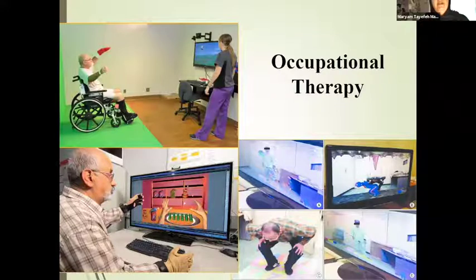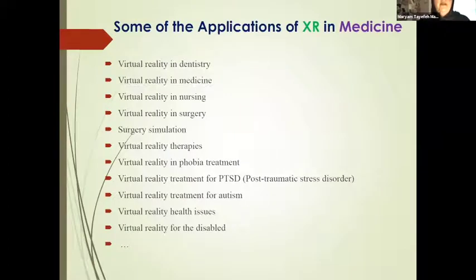So it can help a lot all the persons with disabilities, and also those who are suffering from different pains in their muscles, or they have problems in their hands and other parts of their body. So if I would like to summarize the applications, I can say that all these kinds of XR, AR, VR, MR can be easily used and are very useful for industry, for dentistry, for medicine, for nursing, for surgery, for surgery simulation, for different kinds of therapies, for phobia treatment. Also, it's very useful for PTSD, for autism, because it creates some awareness for those who are suffering from autism, different kinds of health issues, and also for persons with disabilities.